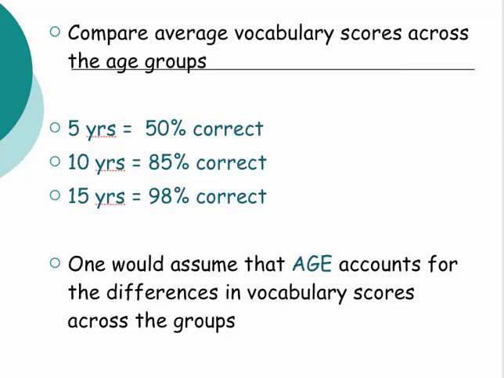As you can see here, suppose the data turned out like this. Now, this is fictional data, I just made this up. But if this is what happened, you might assume that age accounted for the differences in the vocabulary scores across the groups. You would say, look, clearly people develop a stronger vocabulary with age.